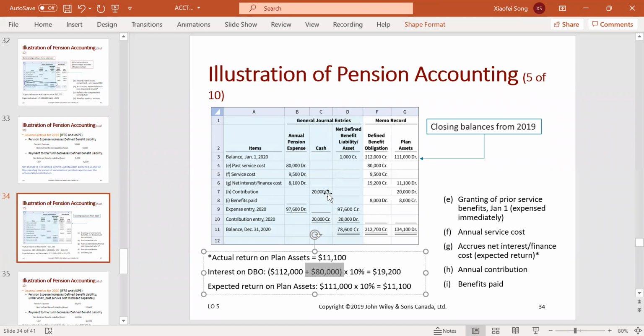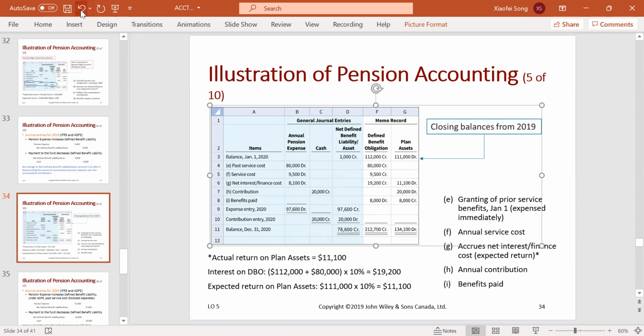So there's 20,000 this year. That will reduce cash, credit, and increase plan assets, debit. And the benefit paid has nothing to do with ledger accounts, but decreases plan assets, credit, and decreases benefit obligation, debit. Okay, so at this point we have had everything calculated.